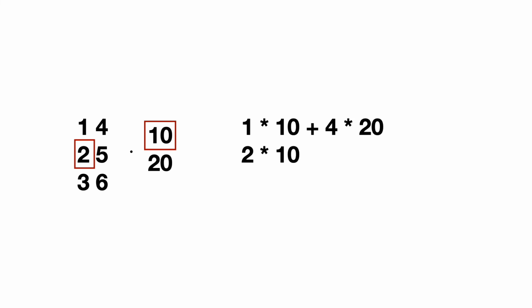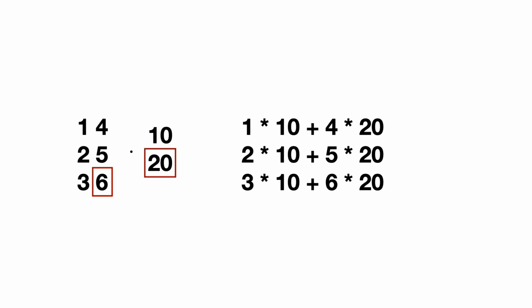So how is a matrix multiplied by a column vector? You take 1 times 10 plus 4 times 20, and we're done with the first output. Let's continue. Take 2 times 10, plus 5 times 20, take 3 times 10, plus 6 times 20. As you can see, this is the same as when we calculated the outputs before. So this is what a matrix multiplication does.